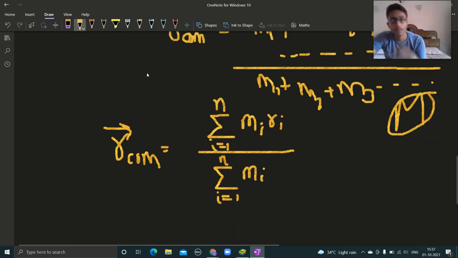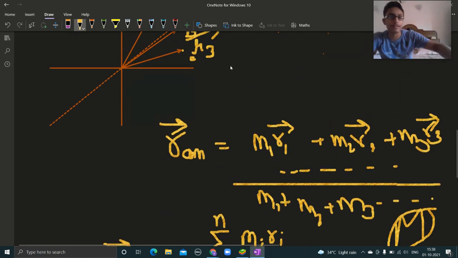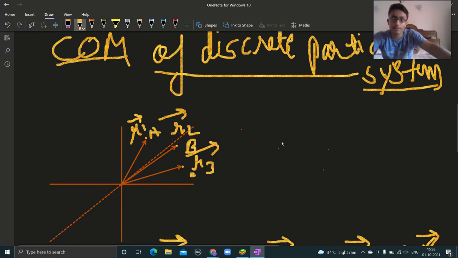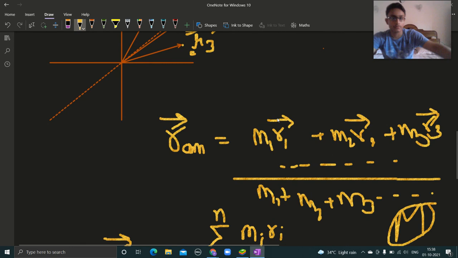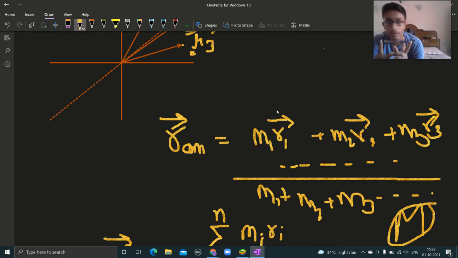I hope you got it. This is just the formula. I don't have any proof for it. You can just memorize it, and it's very helpful for solving questions. I have already explained it with this pen. I hope you understood about it. If you have any doubt, you can just write in the comment section.